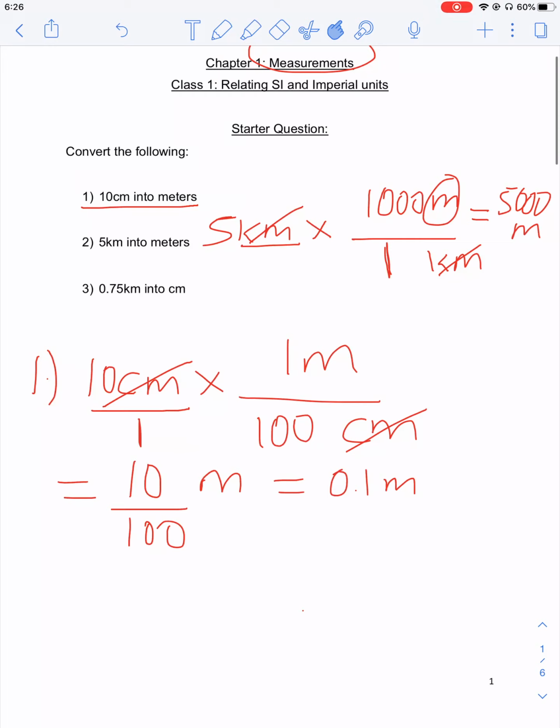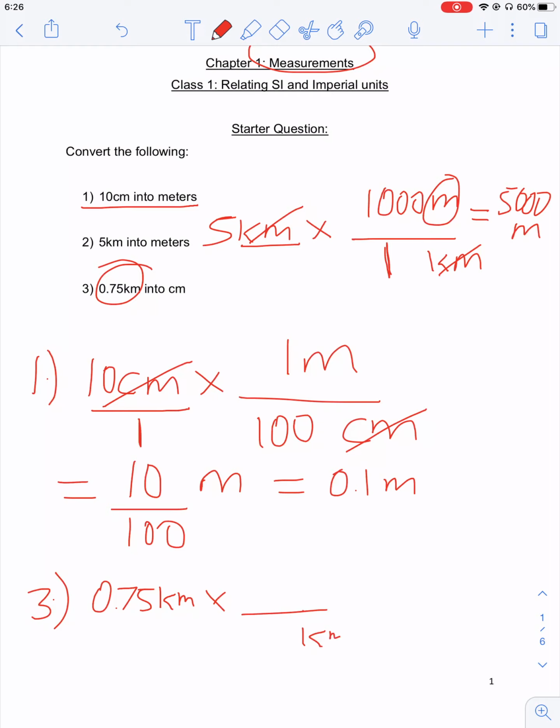Okay, so question 3. Again, you start with what you're given. You're given 0.75 kilometers. Okay, so 0.75 kilometers, okay, times. Now I'm going to have to put the kilometer at the bottom, right, because the kilometer and the kilometer will have to cancel. But the problem is, I want my answer to be in centimeters, but I don't know how many centimeters there are in a kilometer. It's kind of difficult, right? So you're gonna have to do 2 steps over here.